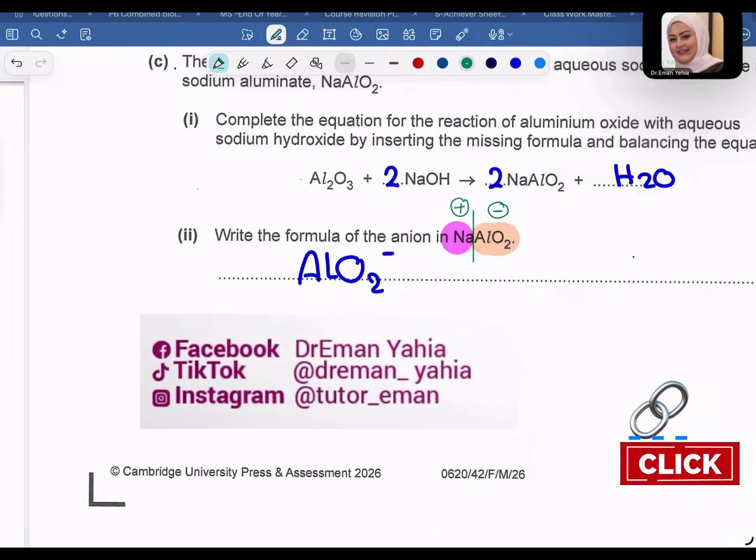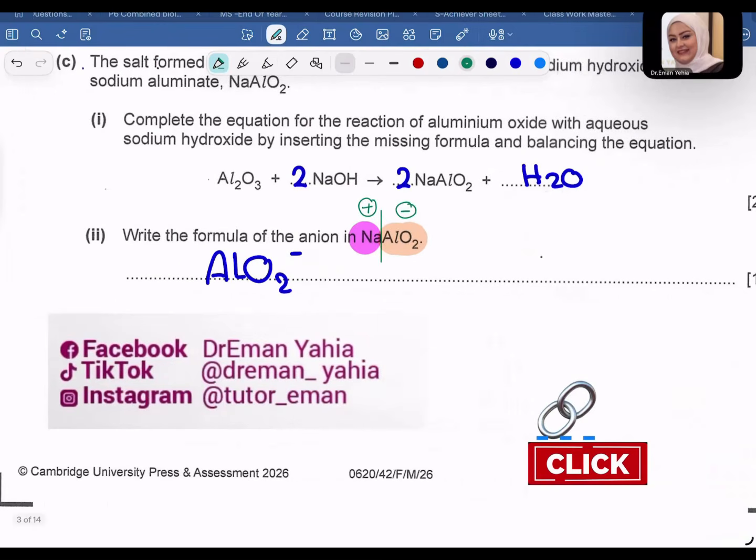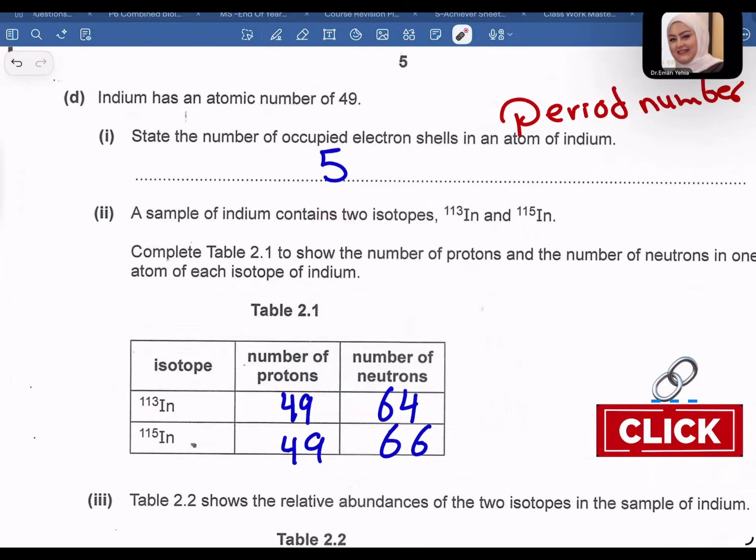Iridium has atomic number 49, which is an ID. State the number of occupied electron shells in an atom of iridium. Iridium in the periodic table is in period 4. So the number of occupied electron shells, not the number of electrons in the outer shell. The number of shells is according to the period number.